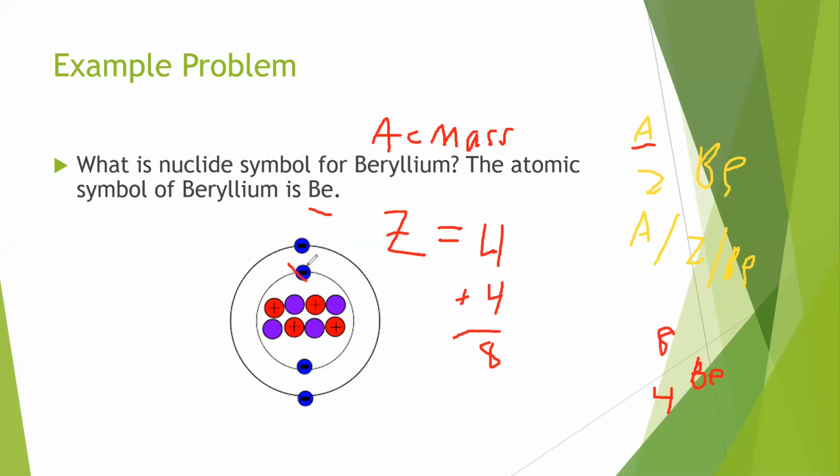Remember, we do not consider the number of electrons. But like I said in the earlier slide, the number of electrons in a neutral element or atom is the same as the number of protons. So as you can see, there's 4 electrons here. The shorthand notation for electrons is an e with a minus. So as you can see, there's an equal number. But when we do a nuclide symbol, we don't care about the number of electrons. It has no effect on our nuclide symbol.